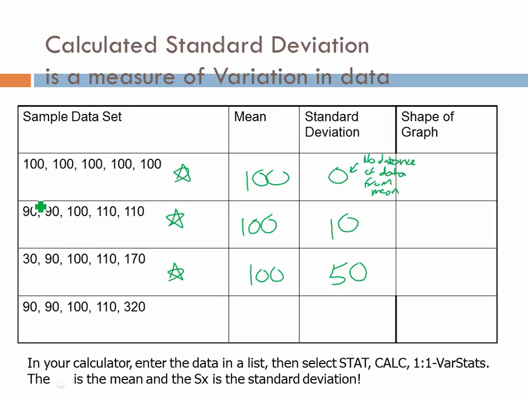Then our 3rd set of data. We start to spread out even more. Our mean's 100, our standard deviation grows even though our mean is staying the same because my data values are spreading out.